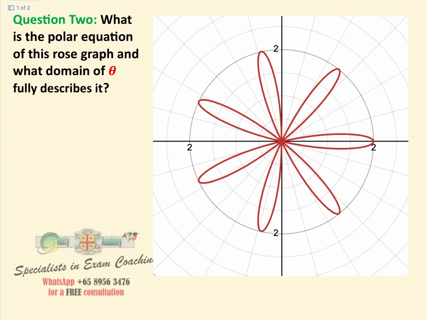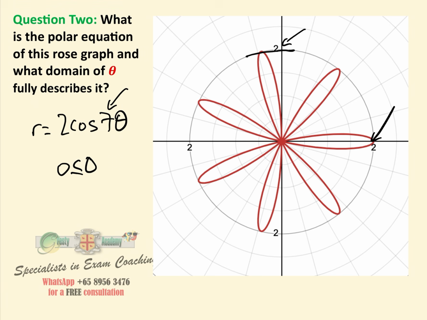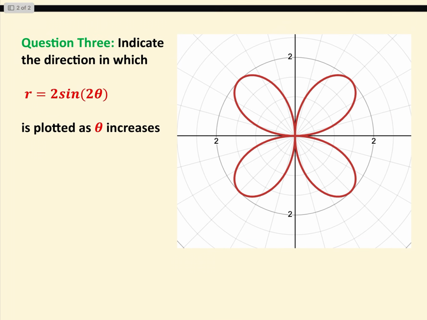Question number 2. What's the polar equation of this rose graph? Okay. From rule 2, as the petal peak here is on the positive x-axis, we know it's cos, and we can clearly see that the maximum value is 2. As there are 7 petals, which is odd, by rule 3, we can therefore describe this curve as r equals 2 cos 7 theta, and by rule 4, as this is odd, we only need theta going from 0 to pi in order to fully plot this curve, and between pi and 2 pi it just replots exactly the same petals.